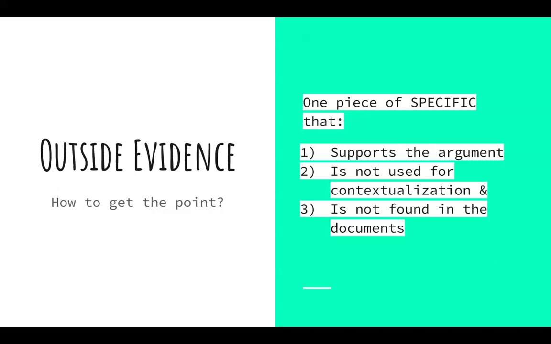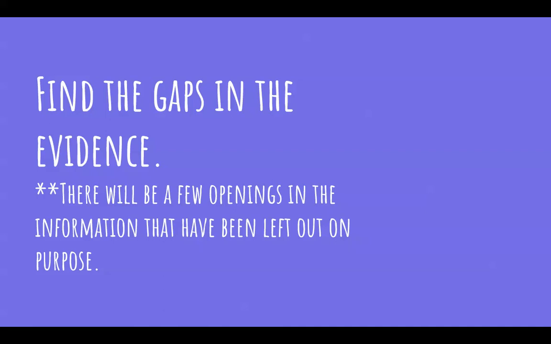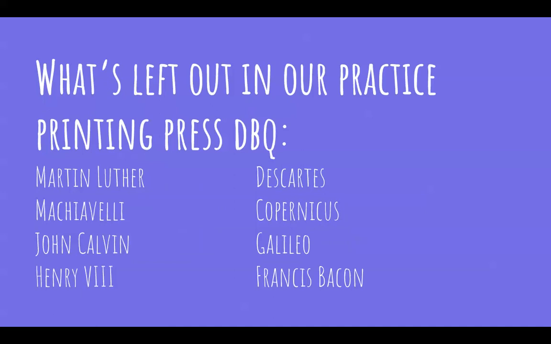So you might be thinking, well, what do I do? How do I figure that out? Well, the way the exam is structured, and even the way that this DBQ is structured, there's always gaps in the evidence, y'all. There's always a few openings. There's always going to be some kind of obvious things that you're thinking, well, why didn't they talk about this? It's so that you can talk about it. Gaps are left out on purpose. It's kind of in a way trying to make it easier for you to bring in some outside evidence, so it's not an impossible task for you. If we think about our practice DBQ, things that are left out: Martin Luther, never mentioned.